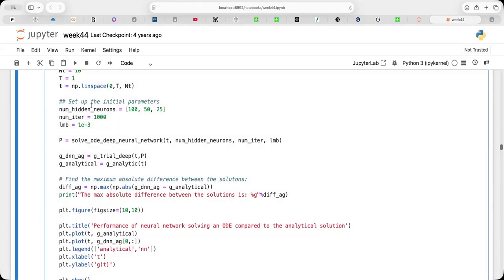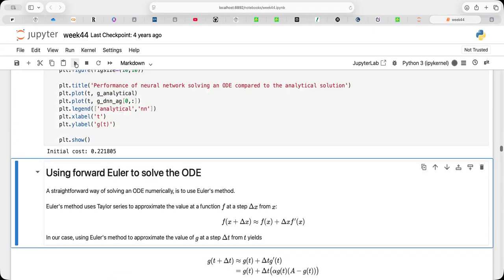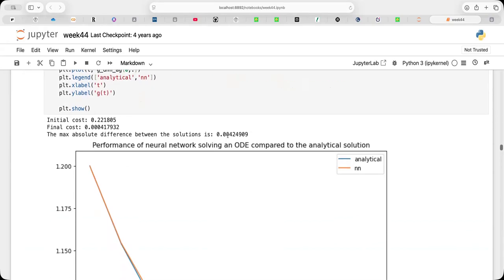But we can, if we just run this, so you can see I have 100 iterations. I have 3 layers. I have 100, 50, and 25 hidden nodes. I have a hyperparameter lambda of 10 to the minus 3. And I'm still doing 10 points. And the final time is 1 here. So if I run this, actually here, my ansatz was a little bit better. And you can see now that my max difference between the analytical solution and the numerical solution with neural networks is actually on the order of 10 to the minus 3.